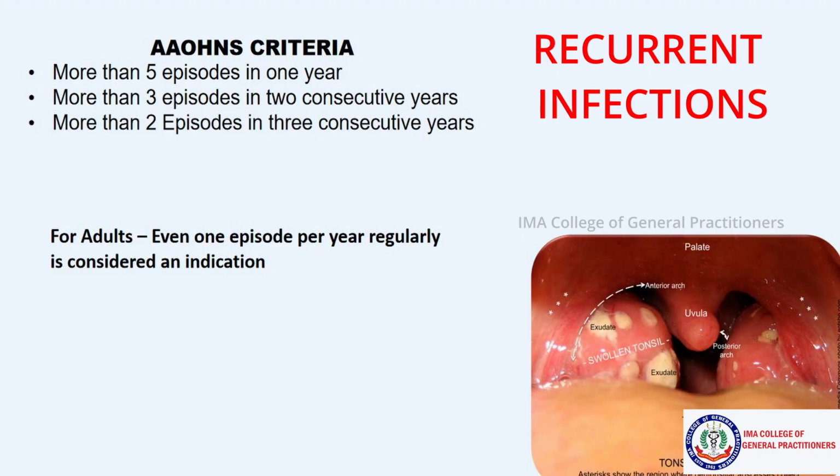But when it comes to adults, the indications are different. Even if an adult has only one episode of proven tonsil infection in 1 year, which happens regularly, that is considered an indication for adenotonsillectomy.